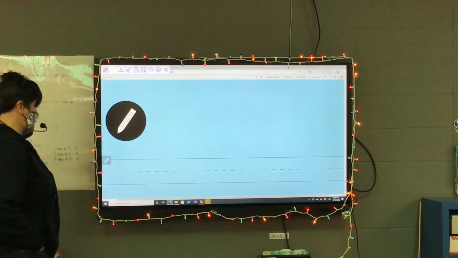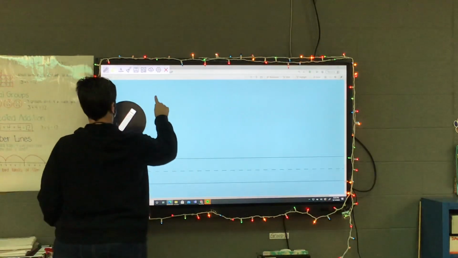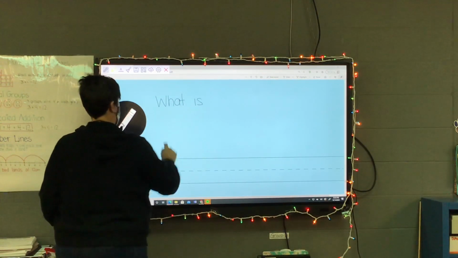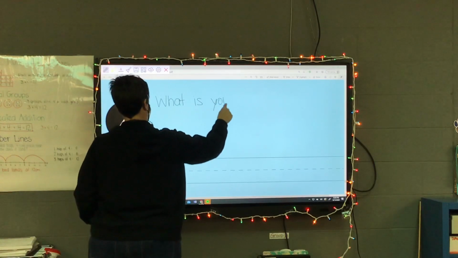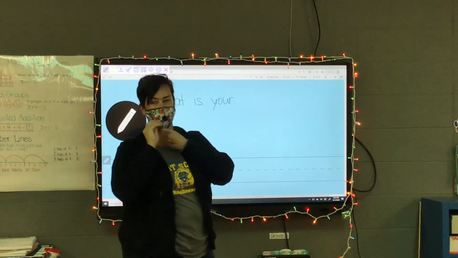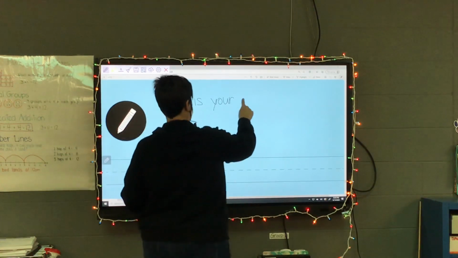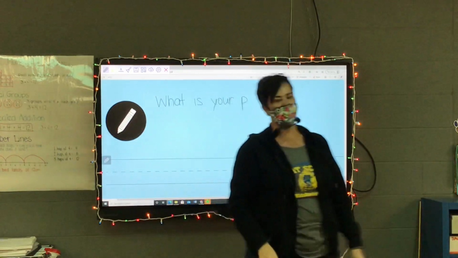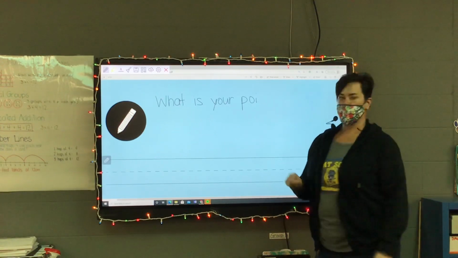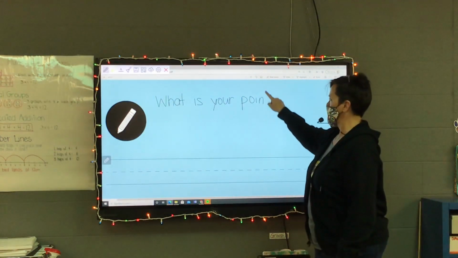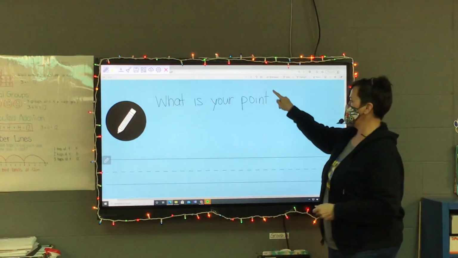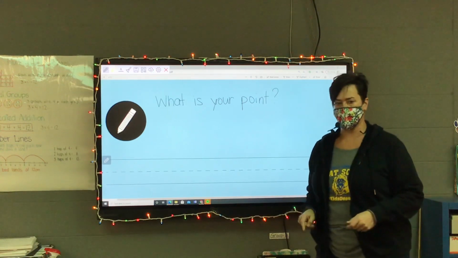Okay, let's go over these sentences. What, sight word, right. Your, sight word. Okay, then point. Make sure that your P is actually going the direction a P needs to go. What says oi in the middle of a word? O-I. And then nt and T. What kind of punctuation does this need, everybody? Question mark. Yes, it is asking a question, so it needs a question mark.